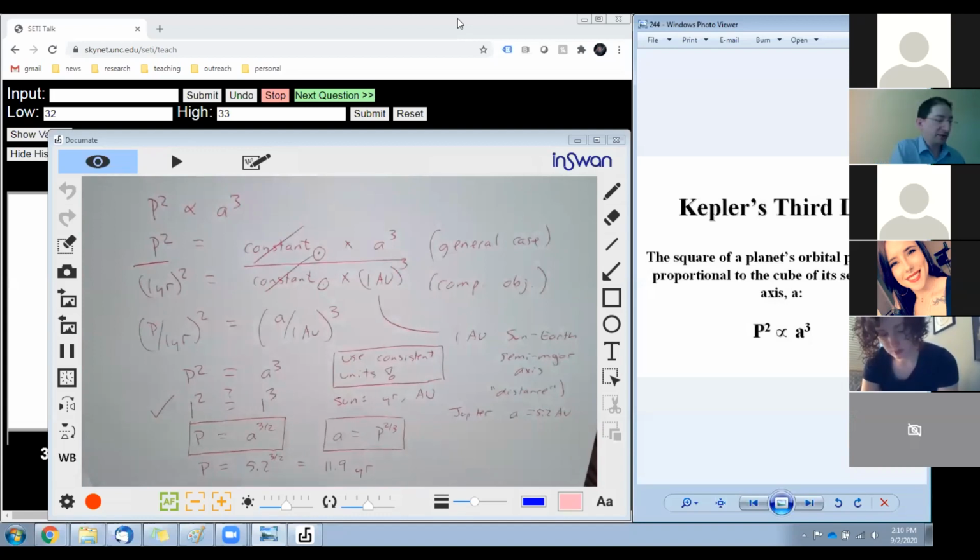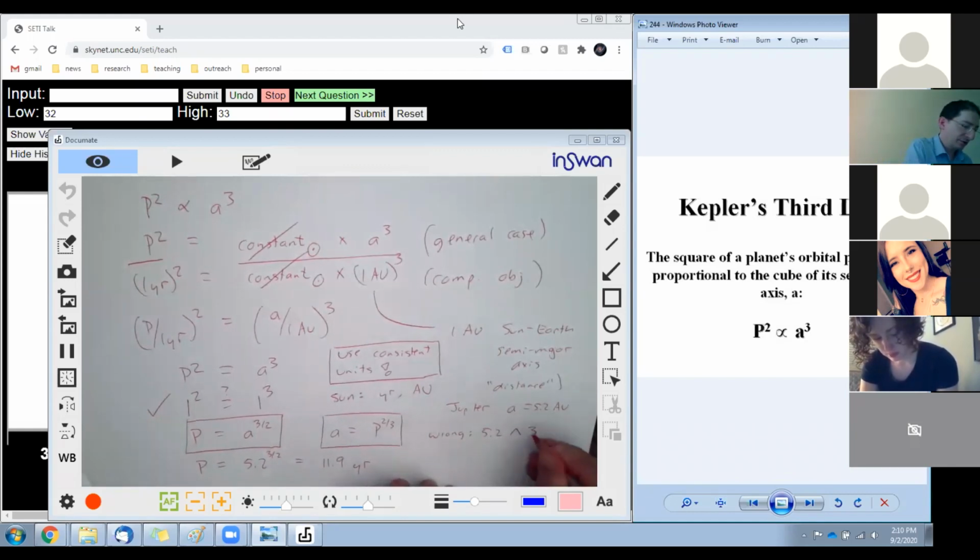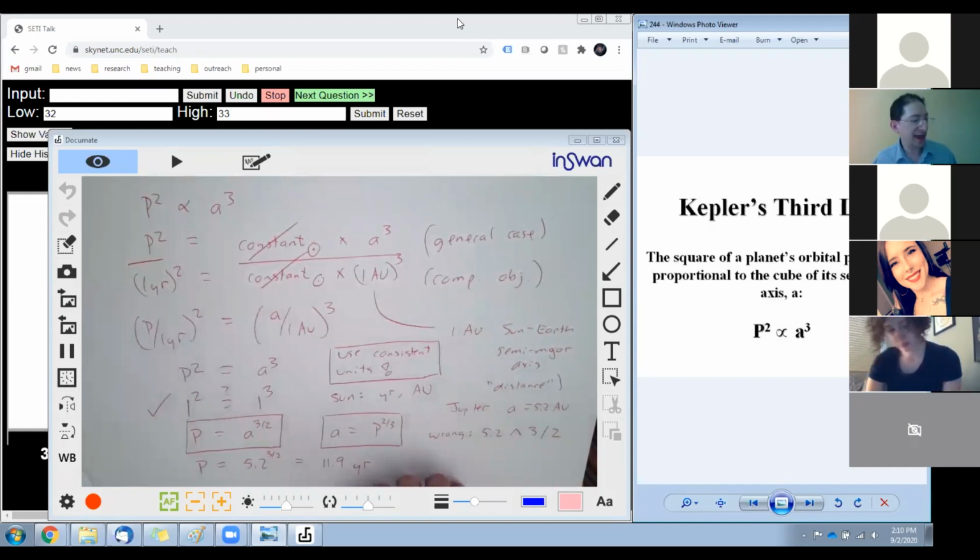Now let me just point out there's a common mistake. This will be the last thing we do today. A common mistake that people make is a calculator error. So the wrong way to do this would be 5.2 to the, that's your calculator symbol for exponentiation, to the 3/2. This is wrong because what the calculator will do is 5.2 to the 3. It'll do that first and then divide the whole thing by 2.